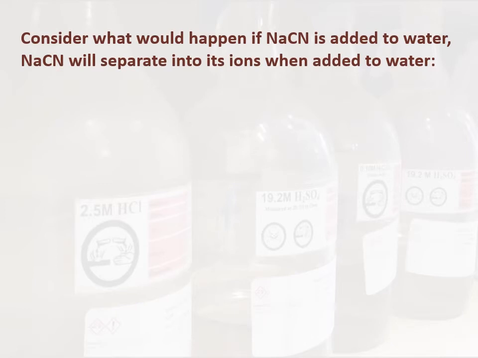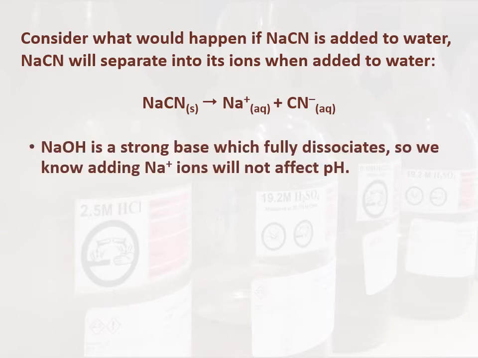Consider what would happen if NaCN was added to water. NaCN will separate into its ions, Na plus and CN minus. NaOH is a strong base which fully dissociates, so we know that adding Na plus ions will not affect pH. As we know from solutions in solubility, Na plus does not form a solid with anybody and has no interest in interacting with any of the anions. So it will just float around in solution, minding its own business, and does not affect pH.